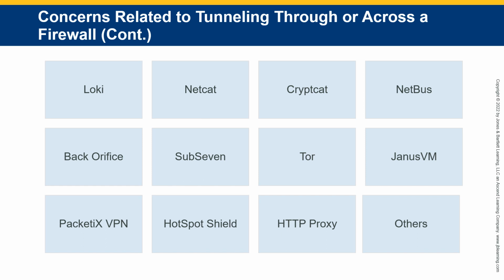Tor is the Onion Router Network. You have VPNs that are, quote, for academic purposes only, like Packetix VPN or Janus VM. Then you have Hotspot Shield, which is used for wireless access. You used to find that in places where there was open Wi-Fi. HTTP proxy is another tool that can be used for putting your stuff on your laptop. A lot of times it was a Firefox plugin or Internet Explorer plugin, and HTTP proxy was used for that.